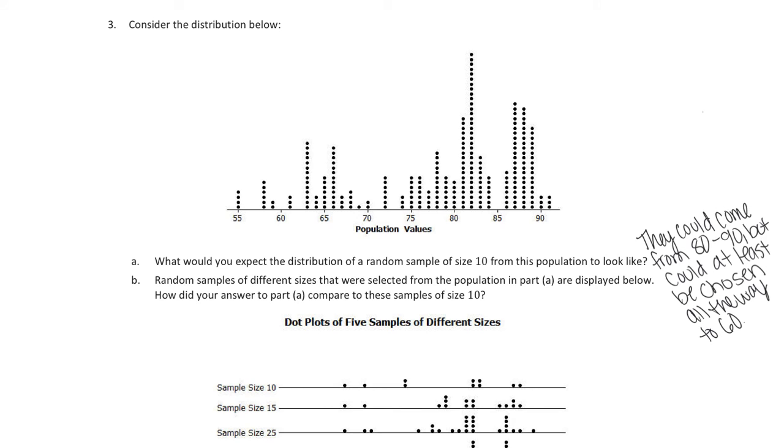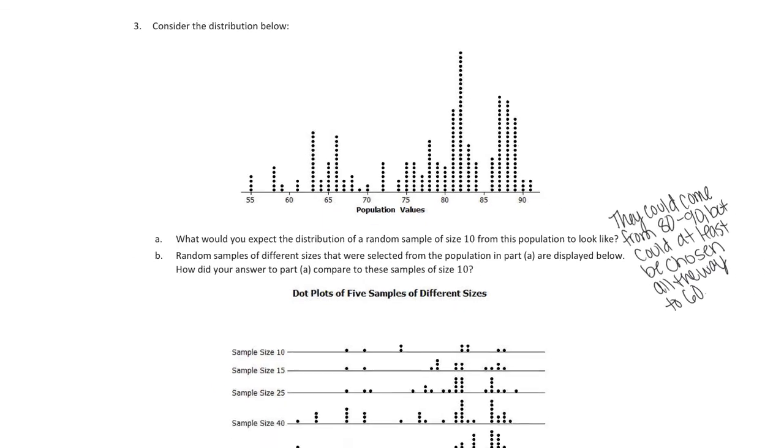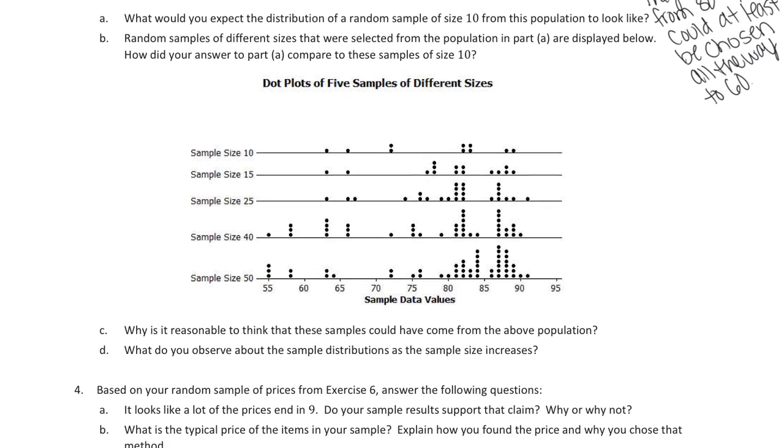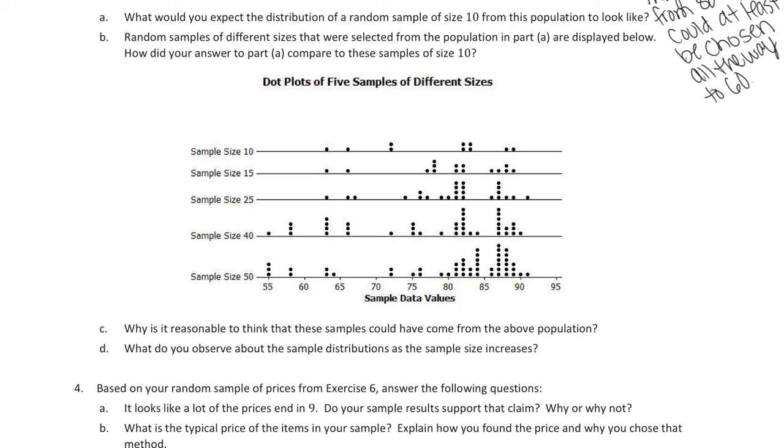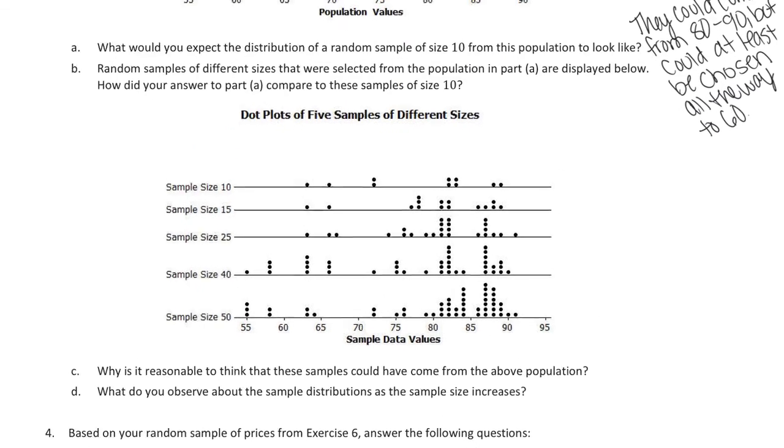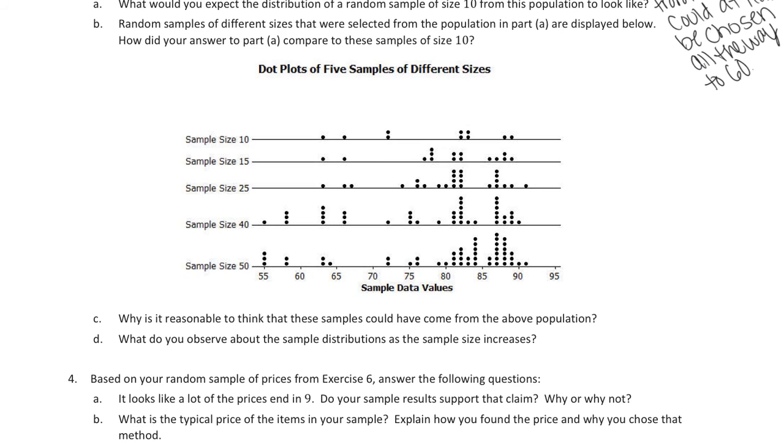So for B, it says the random samples of different sizes that were selected from the population in part A are displayed below. So how did our answer from part A compare to the samples of size 10? Okay, so here is our sample size, and we can look at size 10. Well, we can say that our description was pretty close. We got more values between 80 and 90 than we did below 80.